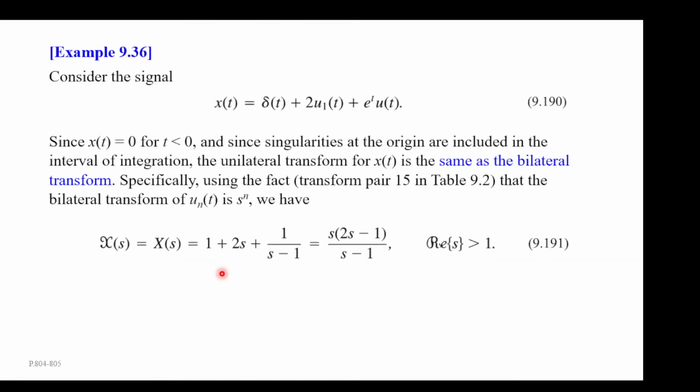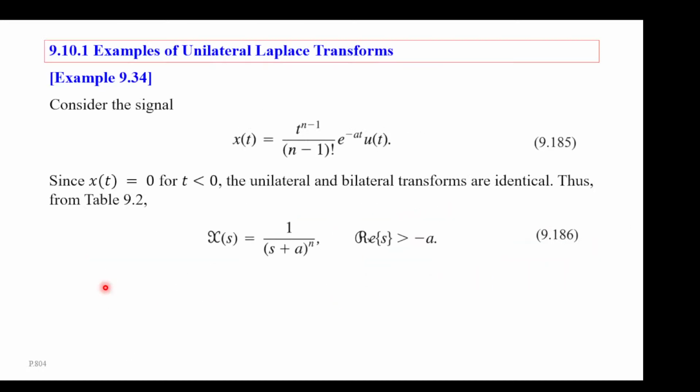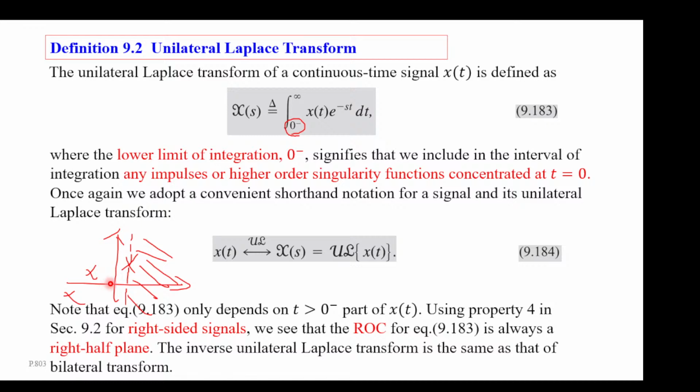I guess we can stop early today. This is a very easy example of the unilateral Laplace transform, and for now we know the definition: it's a Laplace transform, but with integration from t equal to 0 minus. And because the signal will be right-sided, the ROC will always be a right-half plane, to the right of the rightmost pole.